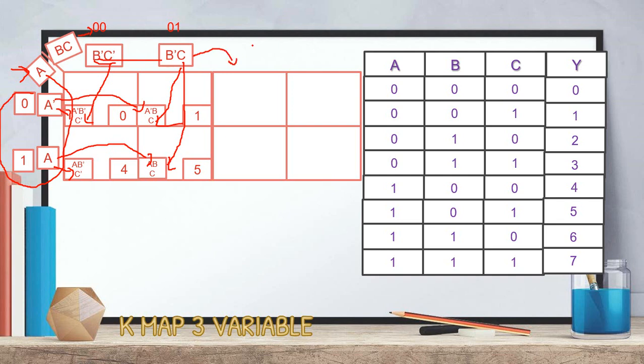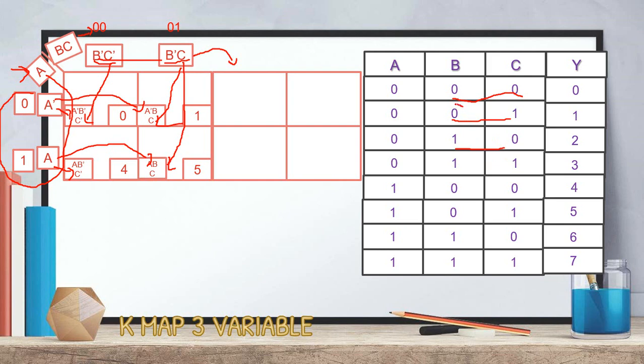If 2 variables are changing, it is not possible. Usually we take B bar C bar, which means 0 0, as the first condition. The second condition we take is B bar C, which is nothing but 0 1. Obviously you think the next one is 1 0. But here if I take 1 0, what happens?